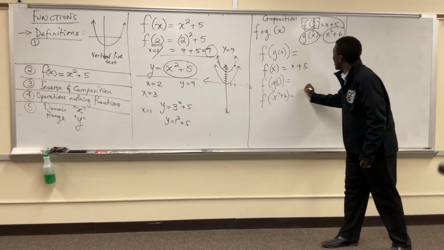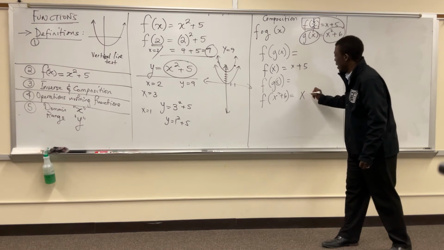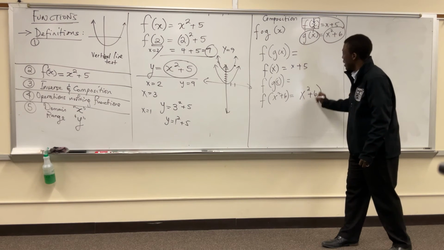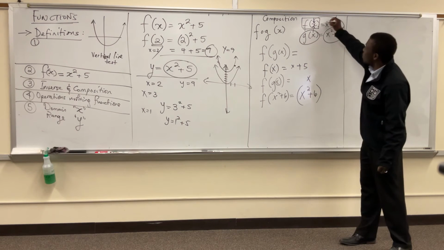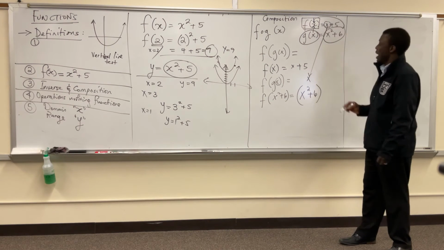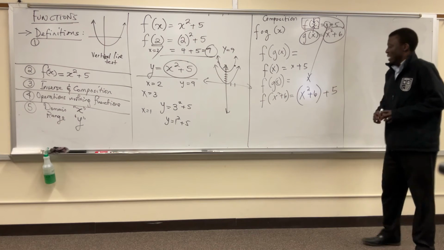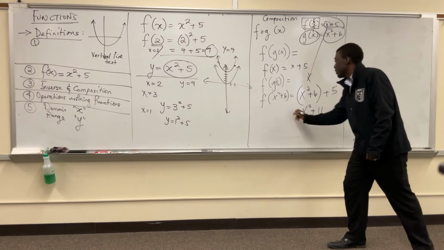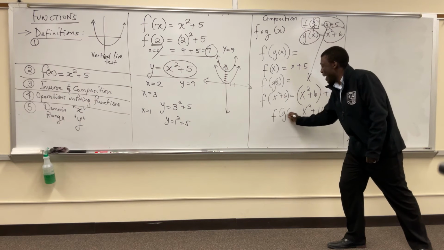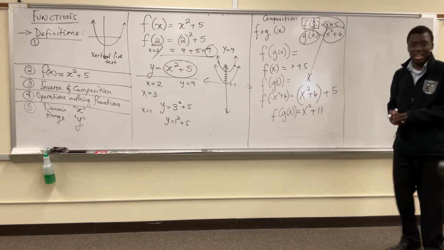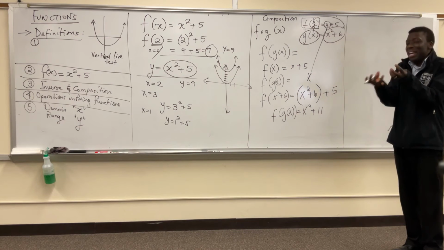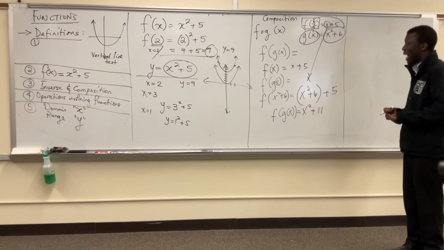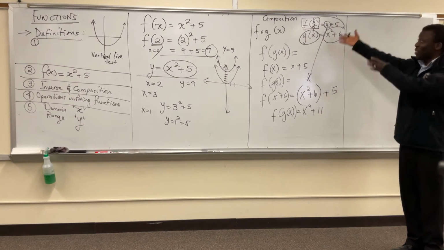So it becomes, instead of x plus 5, it becomes x squared plus 6. This whole thing is like the x that was originally here, and then plus 5. And then I basically just add like terms. So that becomes x squared plus 11. So f of g of x is equal to x squared plus 11. We took the g of x and substituted it in for the f of x value. That's what composition of functions is all about.